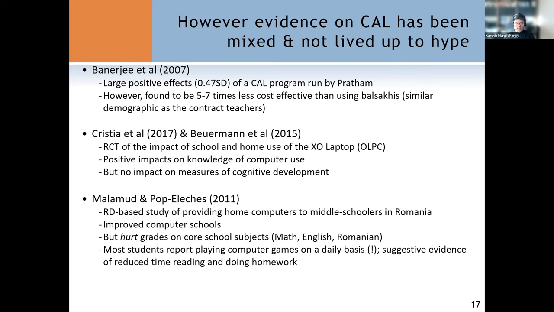Okay, so again, it improved computer, sorry, that should be scores and not schools. It improved computer knowledge on many dimensions, but it actually hurt grades on core school subjects. So test scores in math, English, and Romanian went down by about a quarter to a third of a standard deviation. Okay, and what's going on?